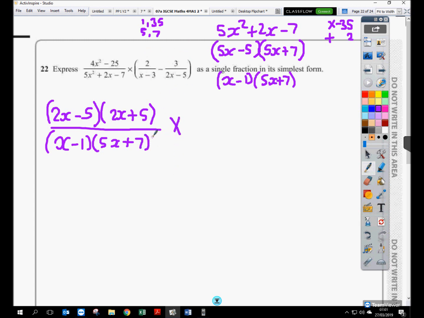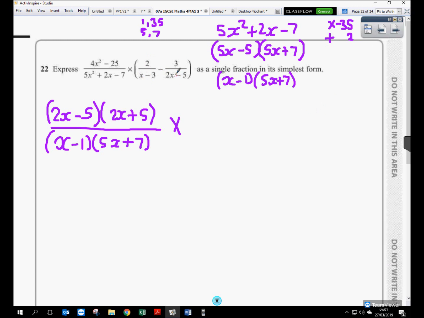And we're going to times this by, now, what we can do is make this one into a single fraction. So, again, I'm going to have to do this on the side here, because you're subtracting these 2 fractions. So we can create a common denominator. When we have a common denominator, we need at least both brackets featured in the denominator. So we have x minus 3 and 2x minus 5. And I'm not going to draw these lines, I think it's going to get very messy.